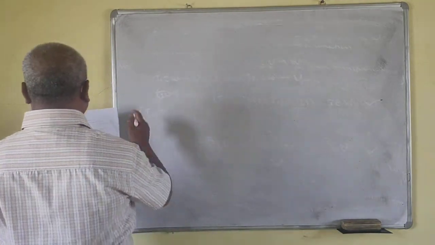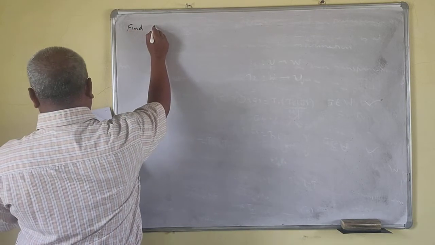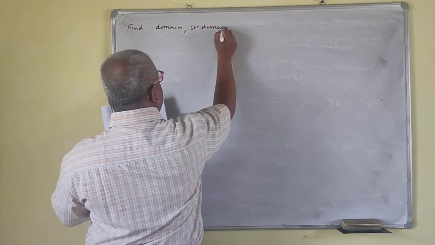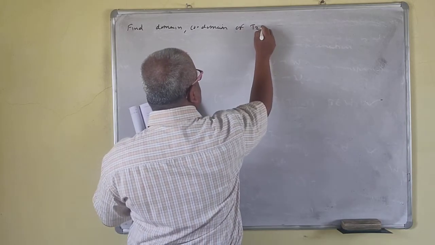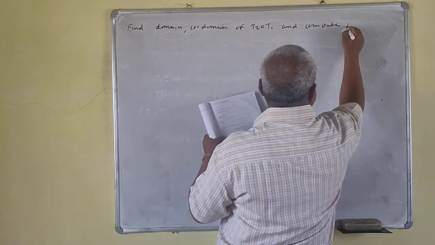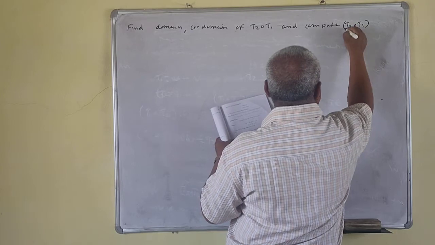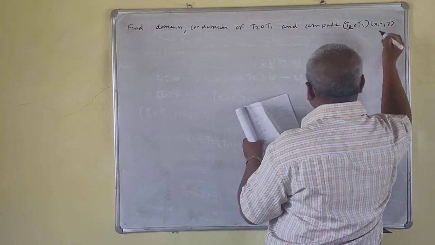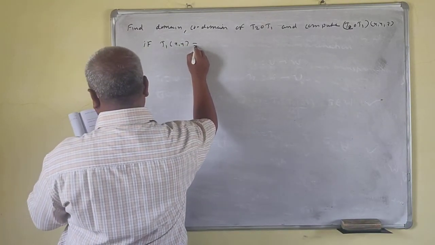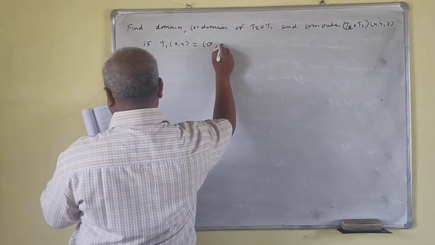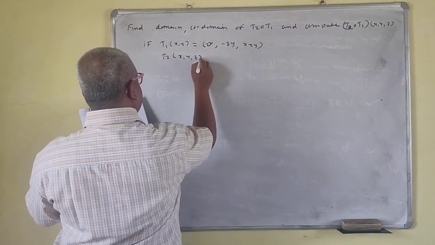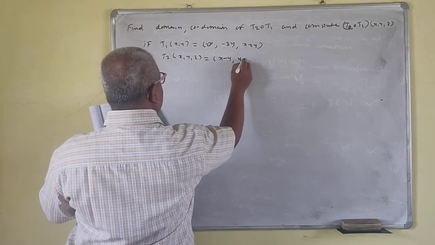Okay, so we'll write an example of this. Find the domain and codomain of T2 compose T1 and compute T2 compose T1 of XYZ if T1 of XY is equal to twice X minus 3Y, X plus Y, and T2 of XYZ is equal to X minus Y, Y plus Z.